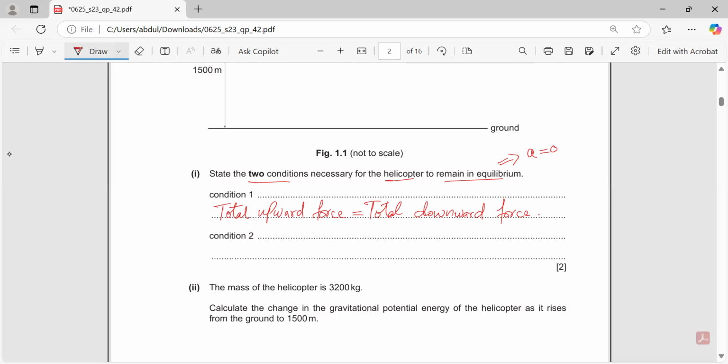Now the second condition is resultant moment of force equal to 0, but it will be much better if we write total clockwise moment. I'm using just alphabets as abbreviation. Total CWM, which stands for clockwise moment, is equal to total anti-clockwise moment. In this way you can score these 2 marks easily.